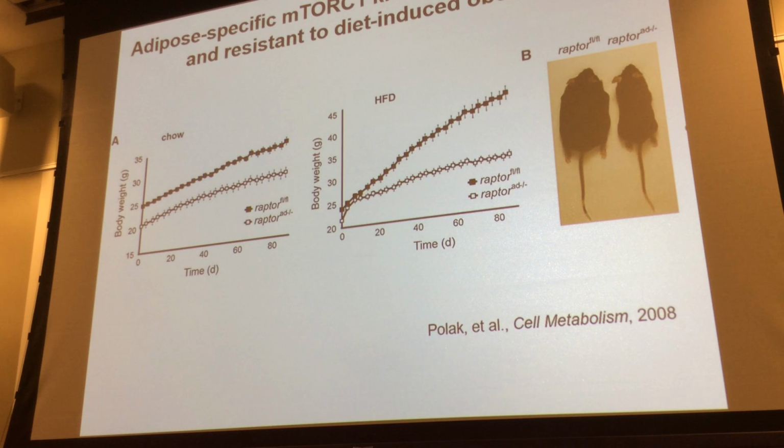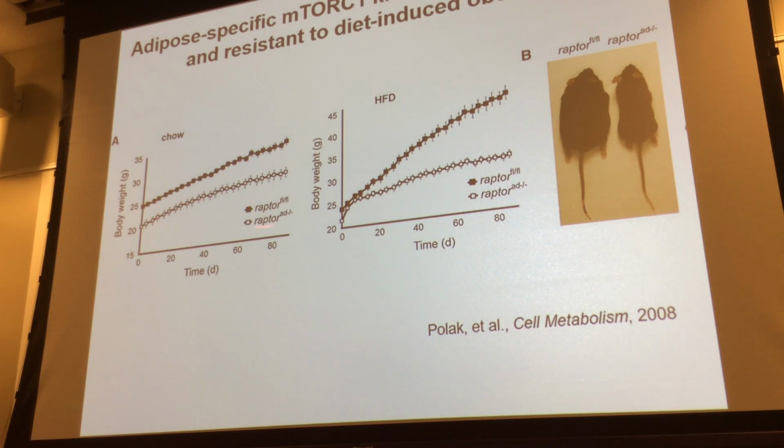So what they did is that they used this conditional knockout technique. They knocked out mTORC1 through the Raptor in the adipose tissue specifically. And you can tell here that there is a very dramatic phenotype associated with that. So look at this figure. This is just fed mice with the regular chow, the regular diet.